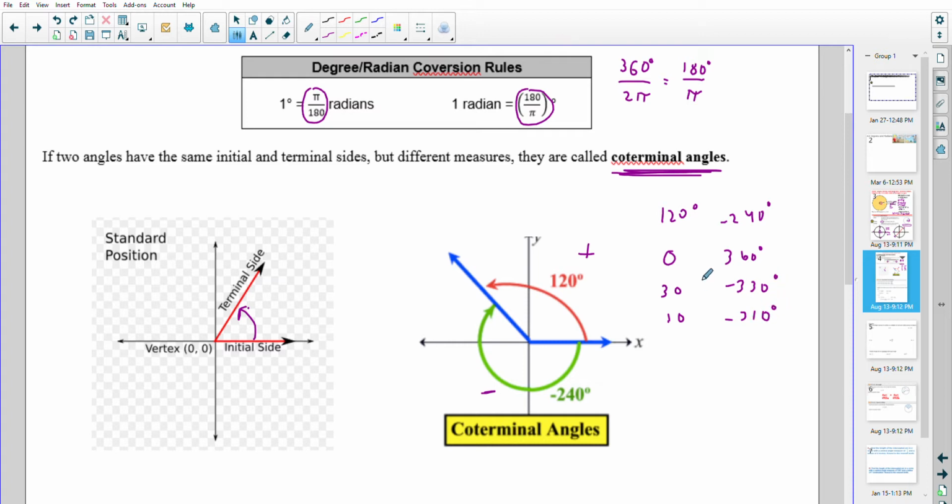Now notice what's happening here. When you add up these numbers and forget about the signs, you're always equaling 360. So in other words, the absolute value of one coterminal angle plus the absolute value of the second coterminal angle is always going to be 360 degrees.